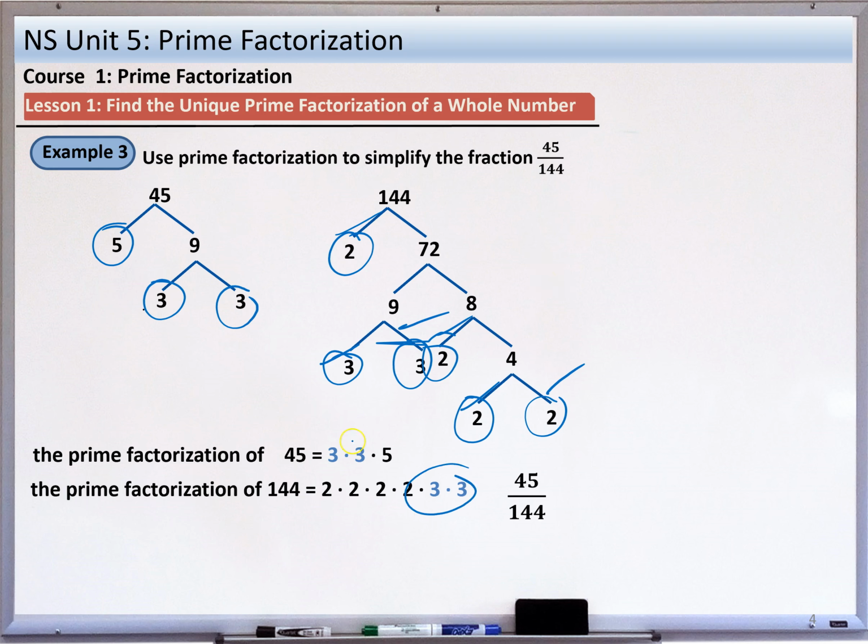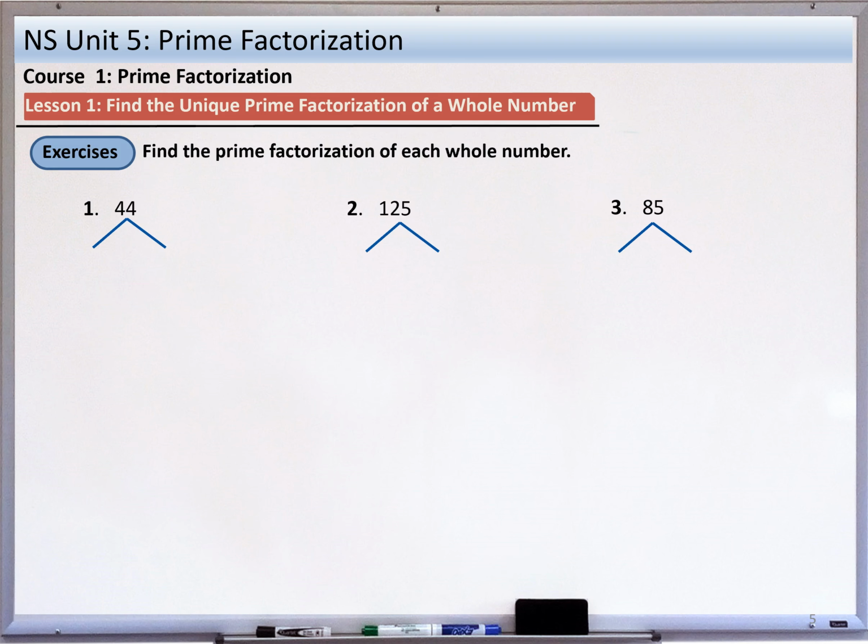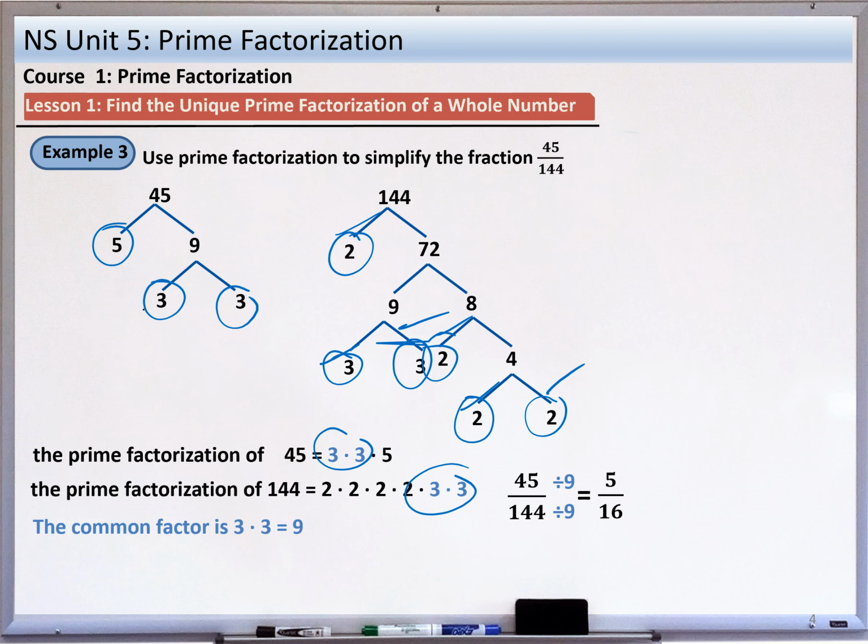But what's common? What's the same in both is 3 times 3. So the common factor of 45 and 144 is 9. So we can simplify 45/144 by 9. And we get 5/16.